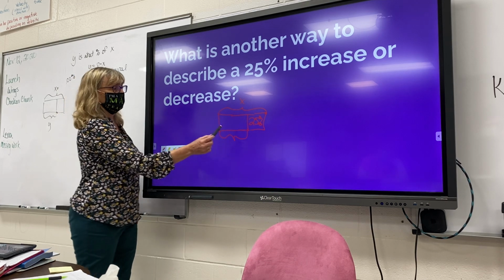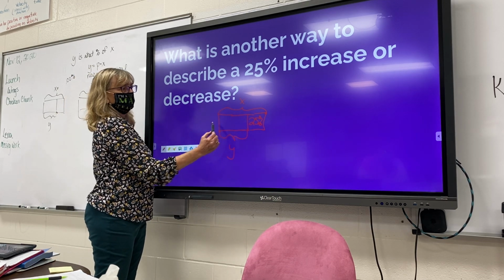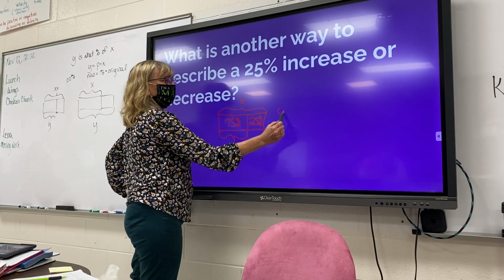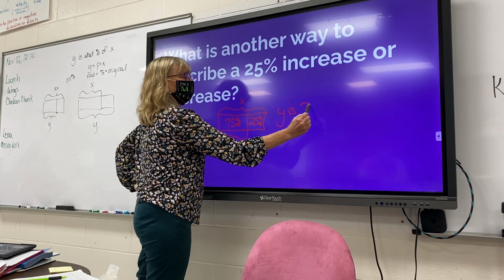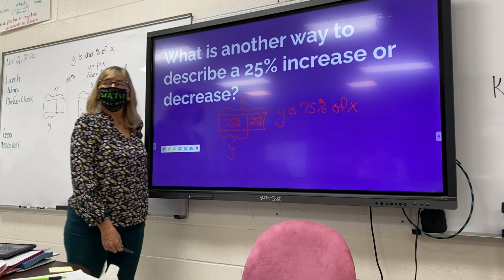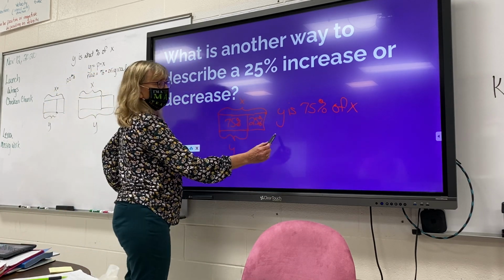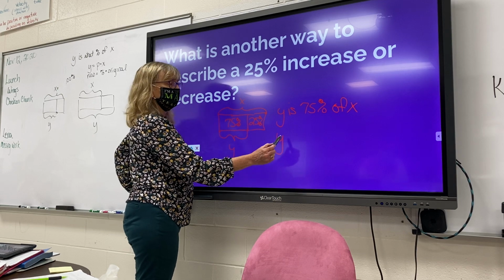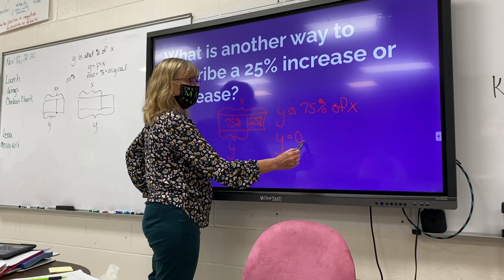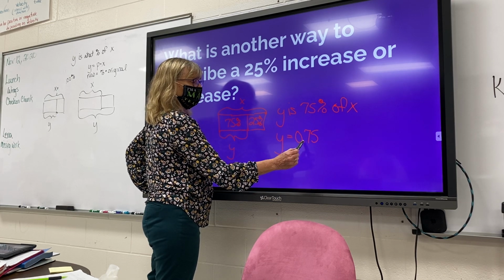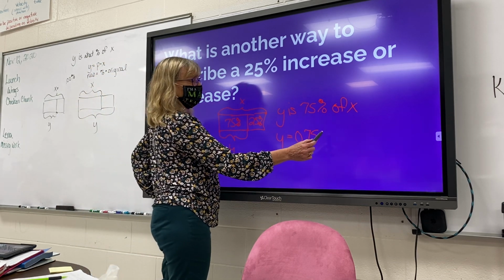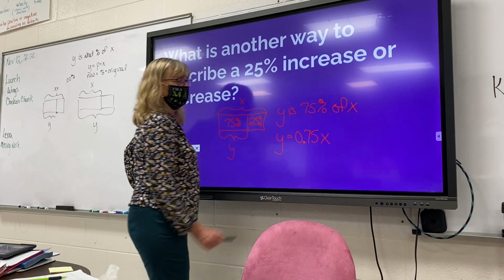So what is Y? What's this piece right here going to be? 75%. So Y is 75% of X. So how would I write that as an equation? Y is, means equal. 75% as a decimal is 0.75. We did this on Tuesday. Remember we made that big table? 75% of means to multiply by X.